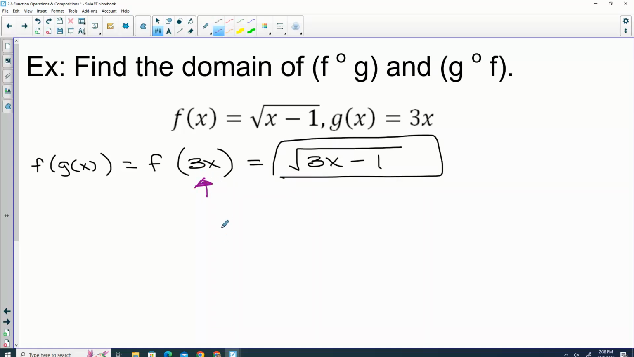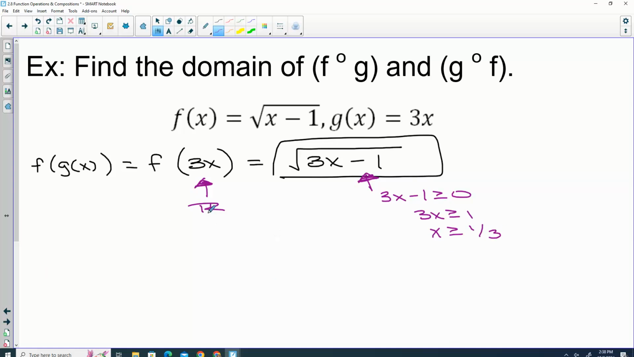3x, there is no fraction, there is no radical. What can x be? Anything. All real numbers, negative infinity to positive infinity. So you can write that here. If you want to put all real numbers here, I don't care, but remember your final answer, I do want that interval. Right here we have a square root, so what do we know? Radicand greater than or equal to 0. So 3x minus 1 greater than or equal to 0, so x is greater than or equal to 1/3.